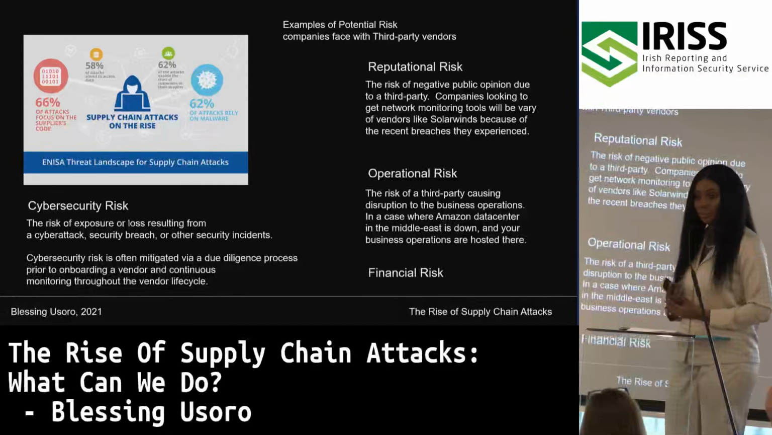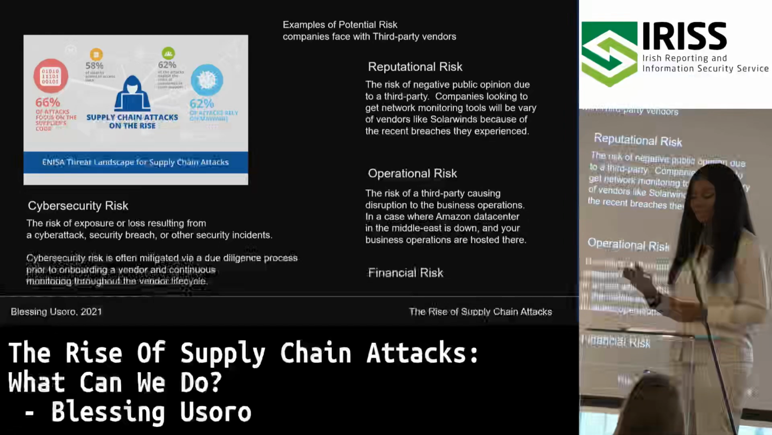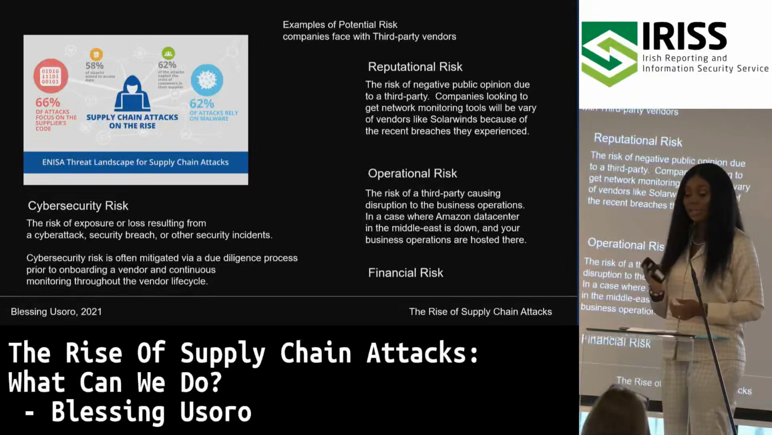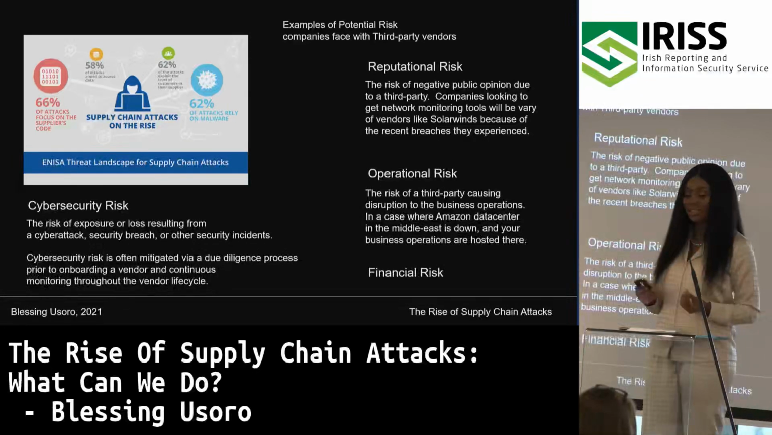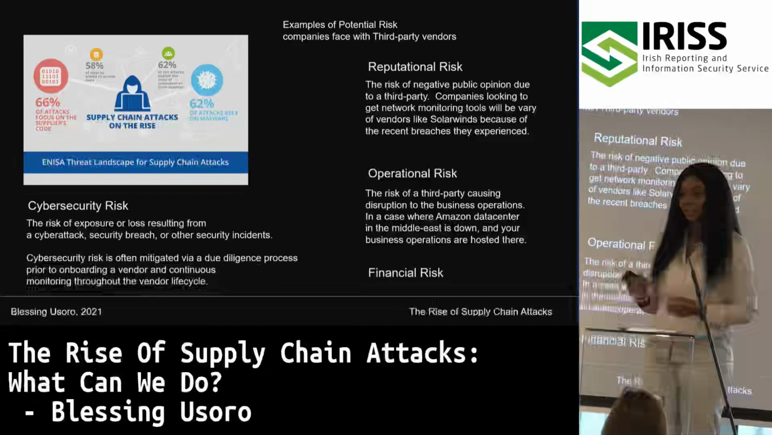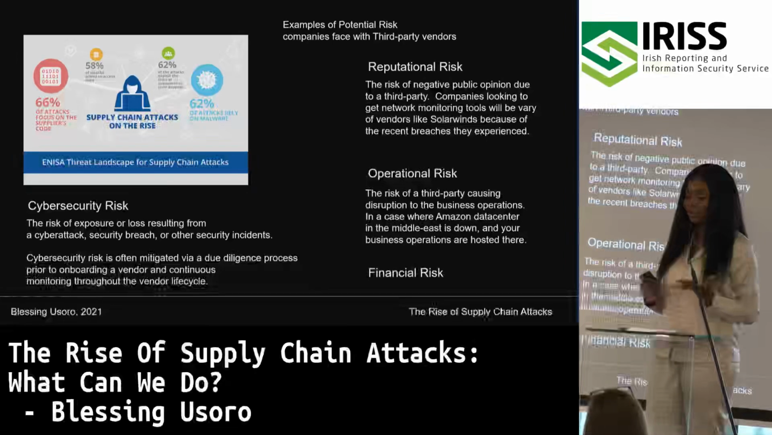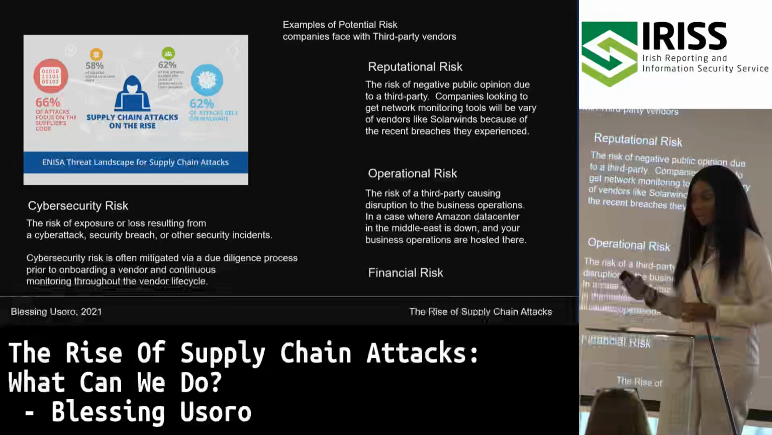So examples of potential risks that companies face. Reputational risk. We could mention 1,000 companies that have faced reputational risk in the last 12 to 24 months. Operational risk, cybersecurity risk. The NSA here talks about 66% of the attacks focused on suppliers' code. Again, very important to know what you're testing, to know what you're installing, to know what you're patching, to know what you're updating. Also, 62% of these attacks exploit the trust of the companies and the customers of their suppliers. So again, zero trust in mind.